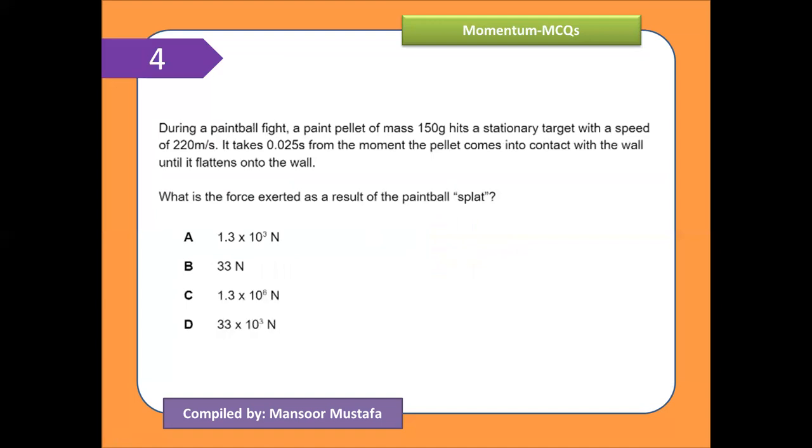Now in this question you are given a paintball, and the mass of that paintball is 150 grams. When it hits the stationary target, its speed is 20 meters per second. The time it is in contact with the wall is 0.25 seconds. Now you have to find the total force produced, that is, the force on that paintball.